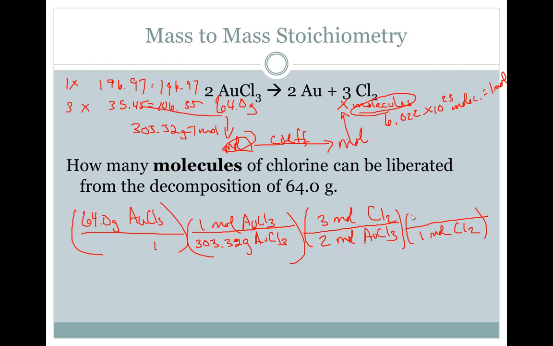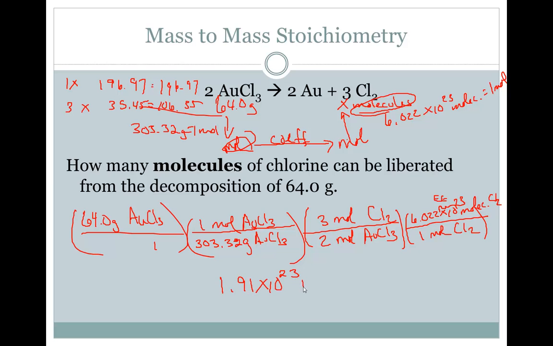Now remember, you don't put times 10 into the calculator. That's your EE button. So 64 divided by 303.32 times 3 divided by 2 times 6.022 EE23, 1.91 times 10 to the 23rd molecules. We're going to do one more in this tutorial.